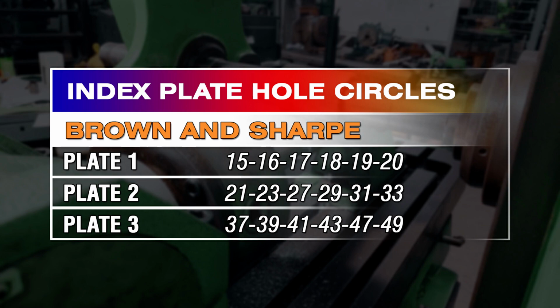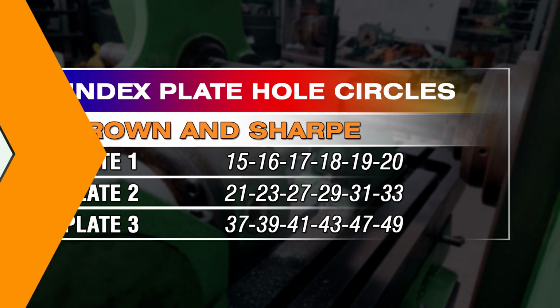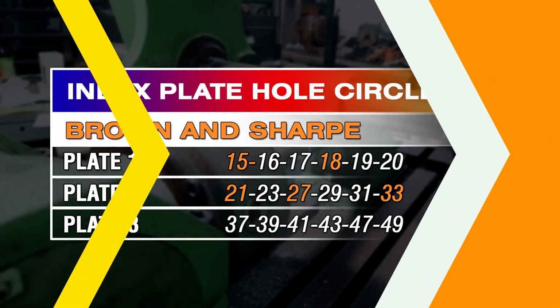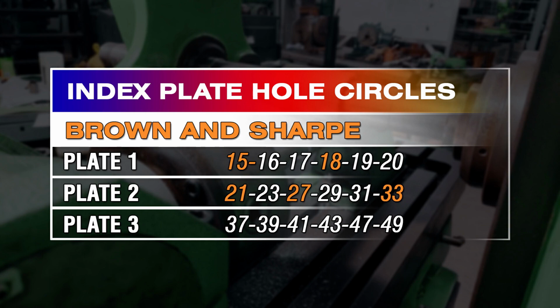In plate number 1, there are 2 hole circles that are divisible by 3. These are 15 and 18 hole circles. In plate number 2, there are 21, 27, and 33 hole circles. And in plate number 3, there is 39 hole circle only.